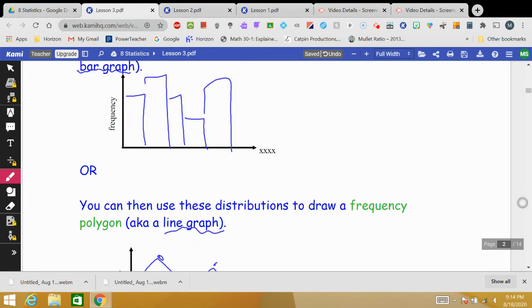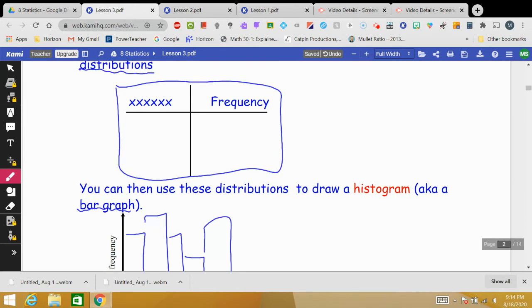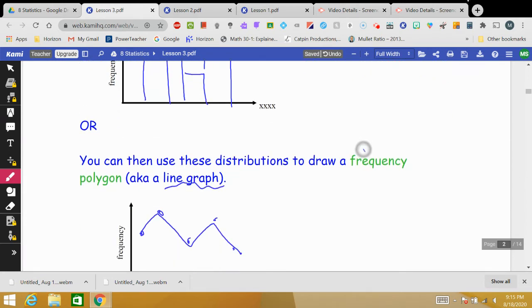Now, when we have a frequency chart, the bar graph will now be called a histogram. So if you're asked to draw a histogram, that's just a fancy way of saying a bar graph. If you're asked to draw a frequency polygon, that's a fancy name for a line graph.